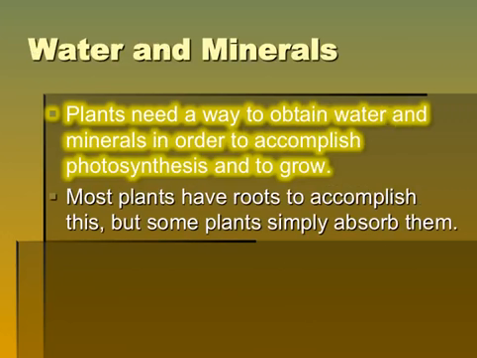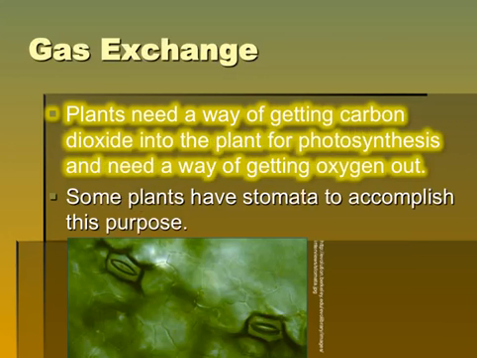All plants need water and minerals. They need a way to obtain water and minerals in order to accomplish photosynthesis and grow. Most plants have roots to accomplish this, but some plants simply absorb them. All plants need gas exchange. They need a way of getting carbon dioxide into the plant for photosynthesis and need a way of getting oxygen out. Some plants have stomata to accomplish this purpose.